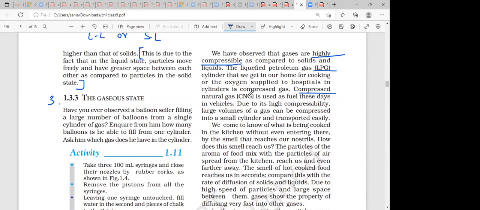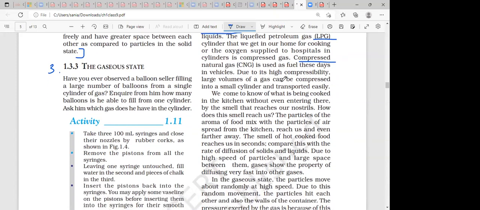You know that CNG is used in vehicles. Why is CNG being used? Because it is highly compressible. That's why we are using CNG. Why are you using CNG and not petrol? Because you can compress a large amount of gas. For example, if this is a cylinder, you can compress as much gas as the capacity of the cylinder. So that's why you are going to use CNG as a fuel.